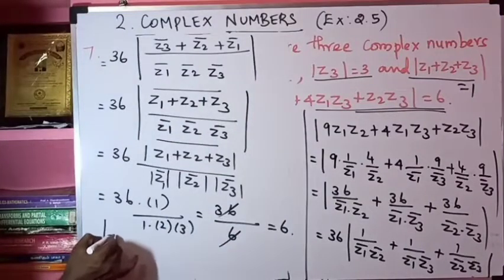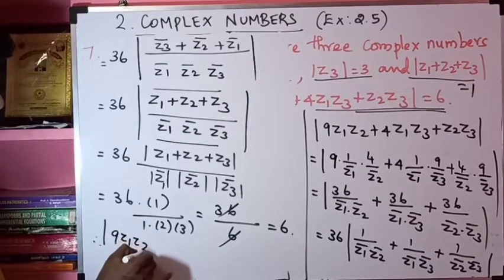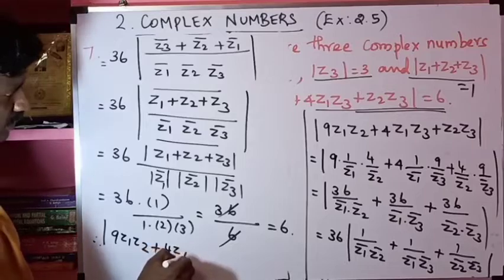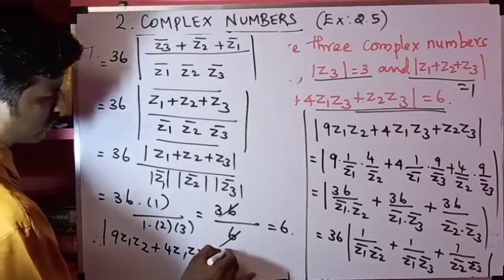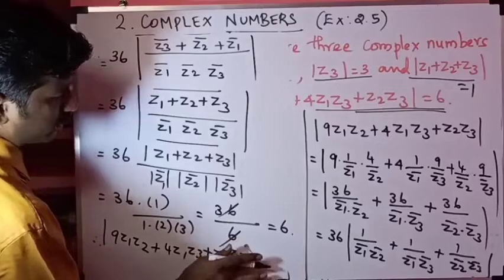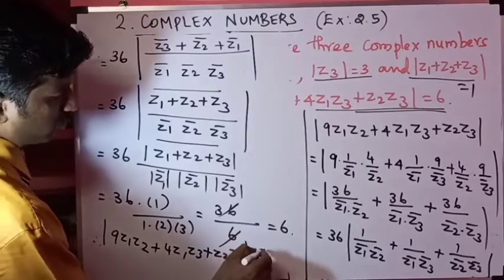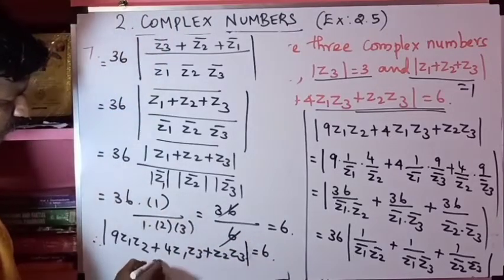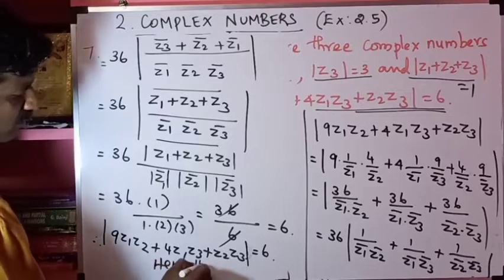Therefore the modulus of 9 z1 z2 plus 4 z1 z3 plus z2 z3 is equal to 6. Hence the proof.